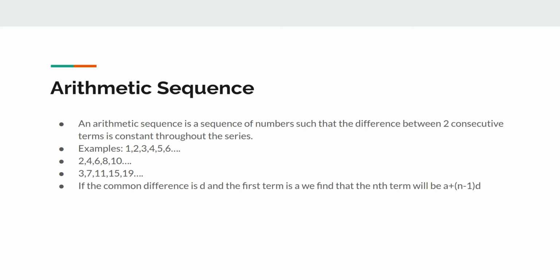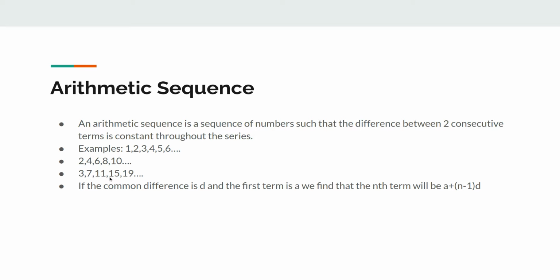Okay. Arithmetic sequences. So an arithmetic sequence is a sequence of numbers such that the difference between two consecutive terms is constant throughout the series. So here are three examples. There's 1, 2, 3, 4, 5, 6. You can see that 2 minus 1 is equal to 3 minus 2, which is equal to 4 minus 3, which is equal to 5 minus 4, and so on. And you can notice the same thing here. It's just 4 minus 2 is equal to 6 minus 4, which is equal to 8 minus 6, and so on. So that's basically what an arithmetic sequence is.